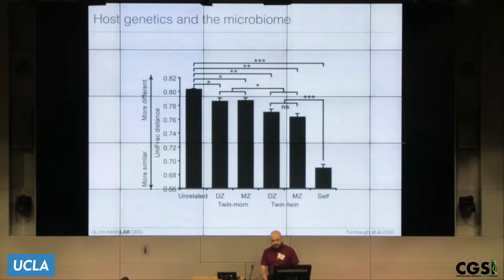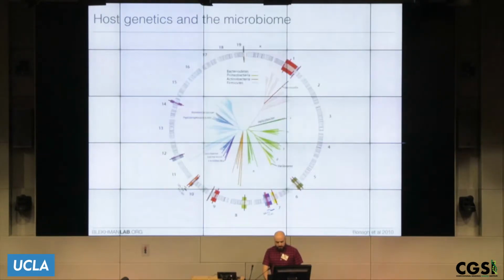There are a few other studies since then. This is by now almost 10 years old, a study where there were also some twins included, where they found that monozygotic twins have more similar microbiomes compared to dizygotic twins, although it wasn't significant. But one thing they found is that individuals within the same family have more similar microbiomes compared to unrelated individuals.